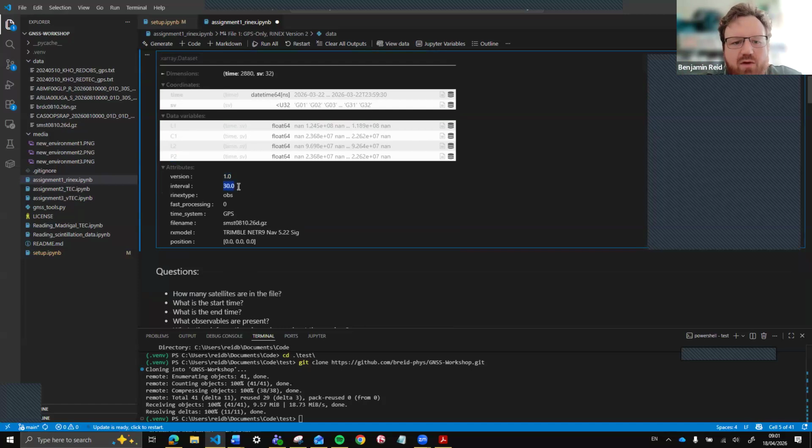The interval is 30 seconds. It's an observation, and the time system is GPS. There's the file name. It actually tells you the model of receiver, so this is a Trimble NetR9. And the receiver position, which in this case is an ECEF coordinate, says that the receiver is in the middle of the Earth at the very core.